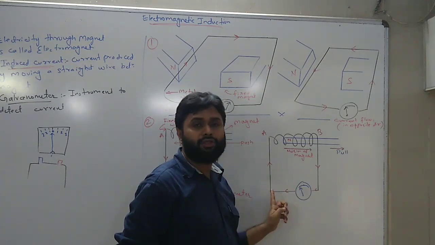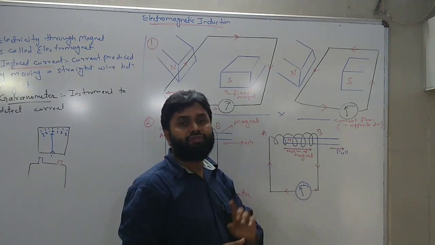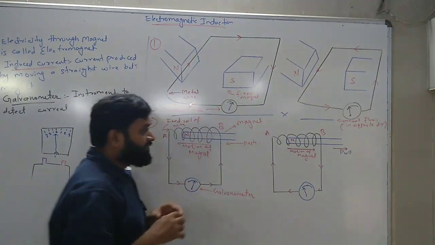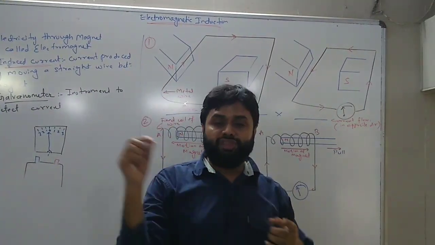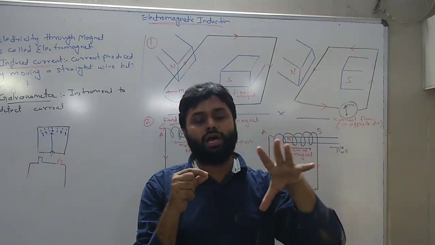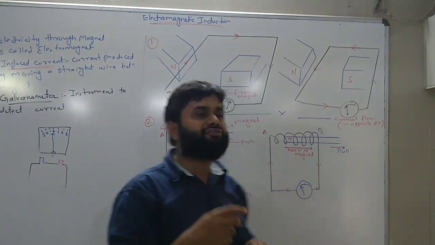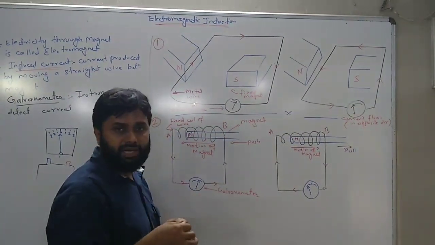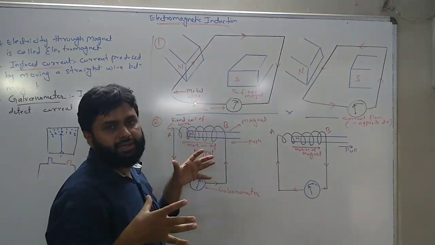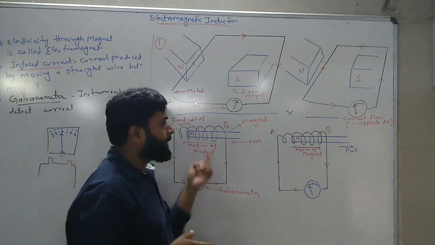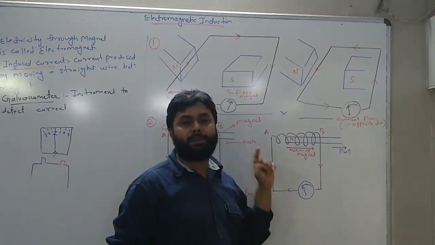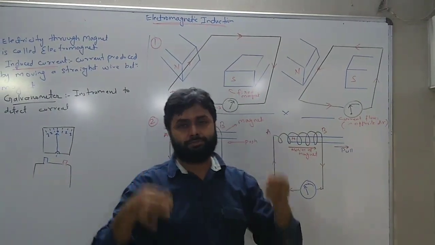But it was found that current will be induced whether we move the magnet inside a fixed coil or we move the wire conducting current between two fixed magnets. Current will be induced, but its direction will depend upon the motion direction.